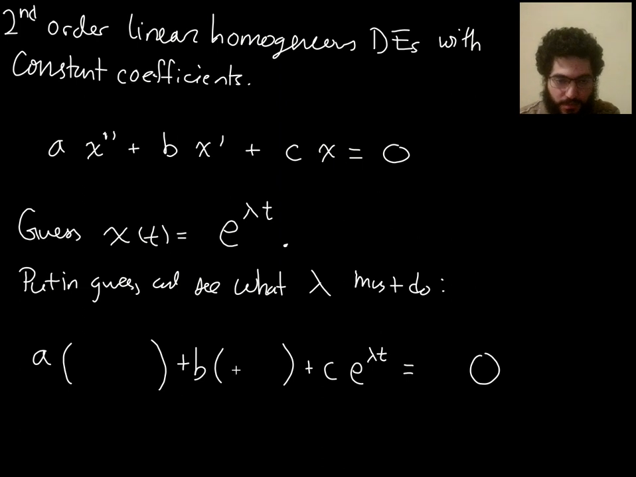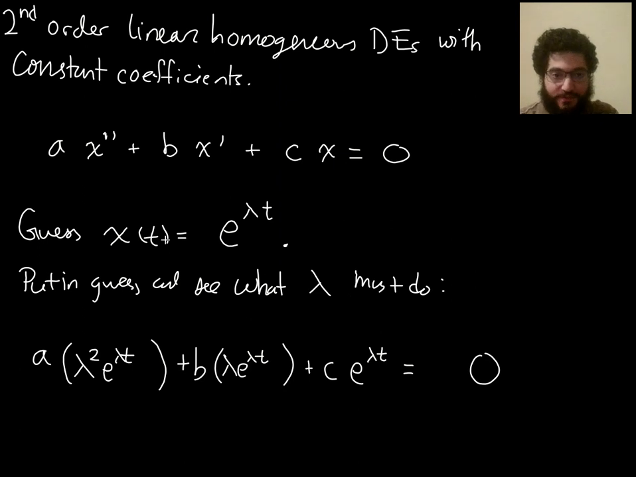Okay, now let me go in and compute derivatives. What's the derivative with respect to t of this? It's lambda e to the lambda t. And then what's the second derivative, x prime prime? It's the derivative with respect to t of this. Another lambda comes down, right? So it's lambda squared e to the lambda t.